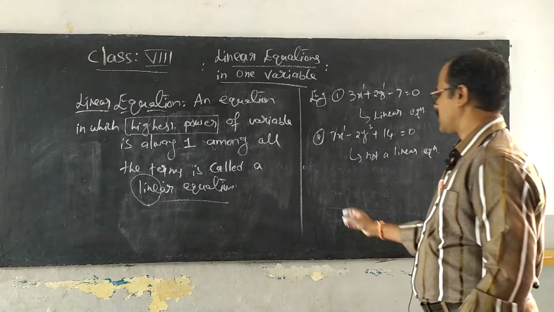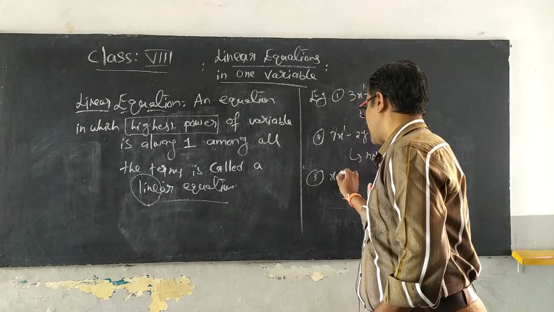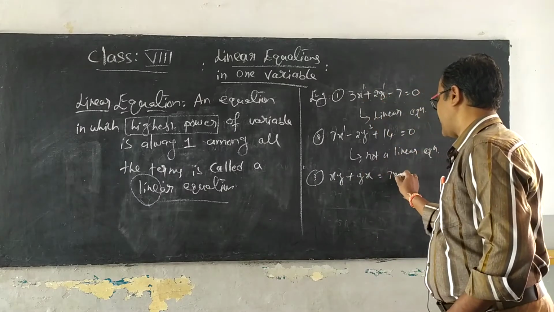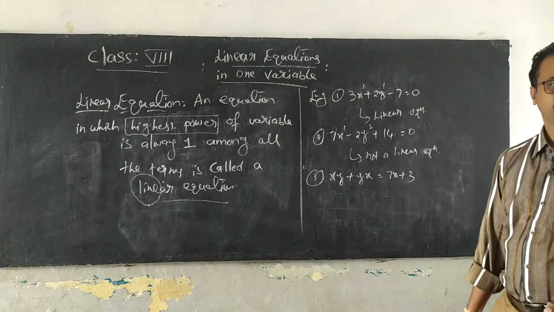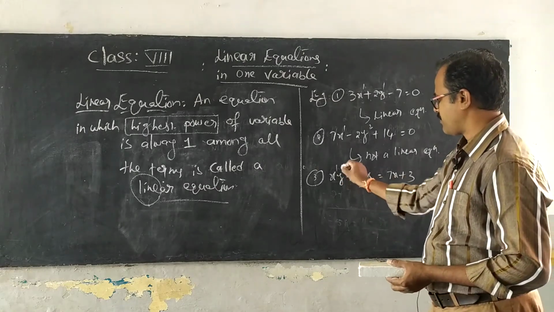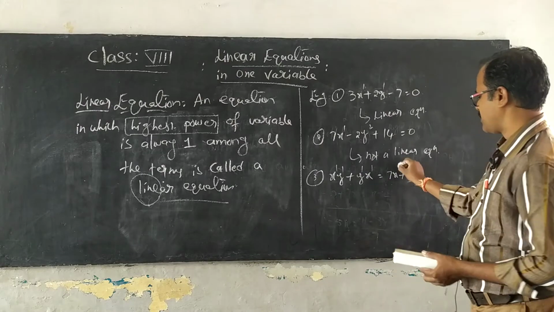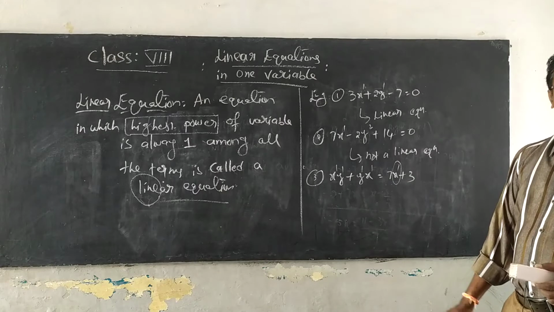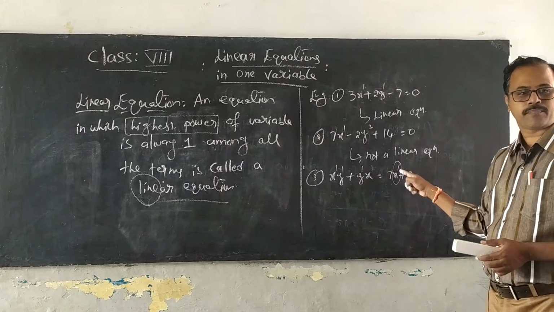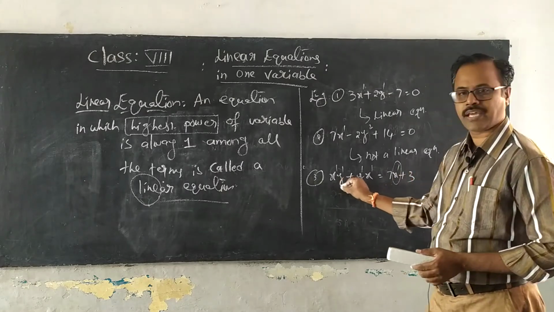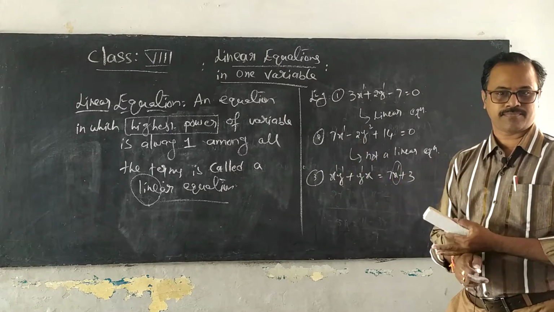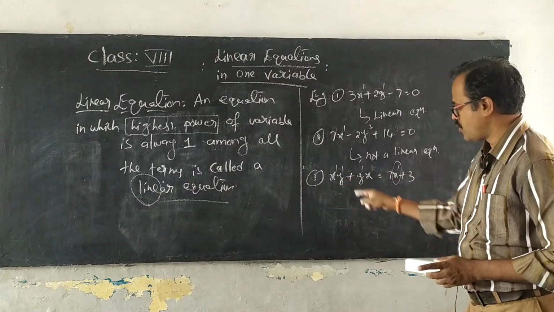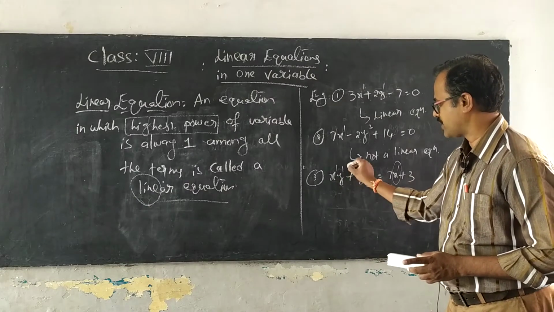Sometimes the question is given in this manner: xy plus yx is equal to 7x plus 3. Here you observe x power 1, y power 1, y power 1, x power 1. If you have only a single variable in the term, then you consider the power of that variable. But if you have two variables there, you must add their powers. So 1 plus 1, the power is 2 for this one.